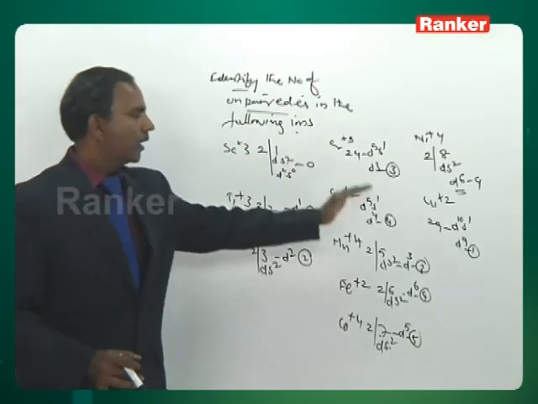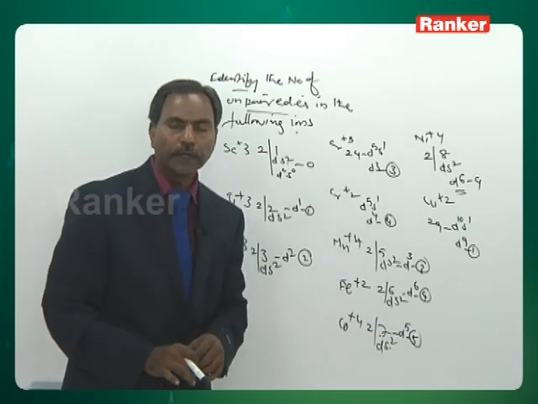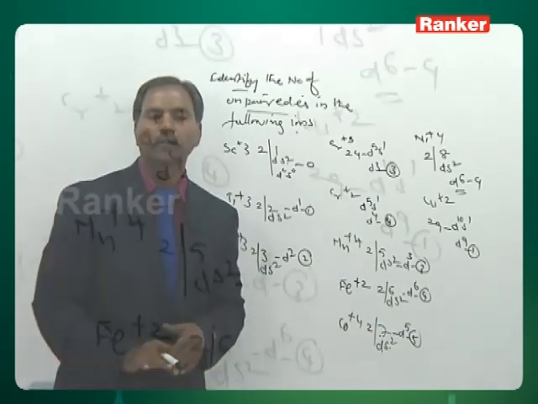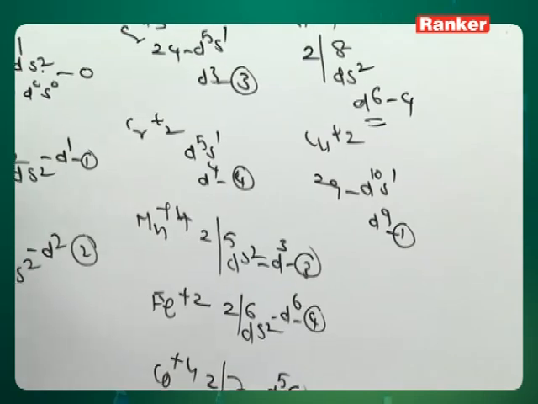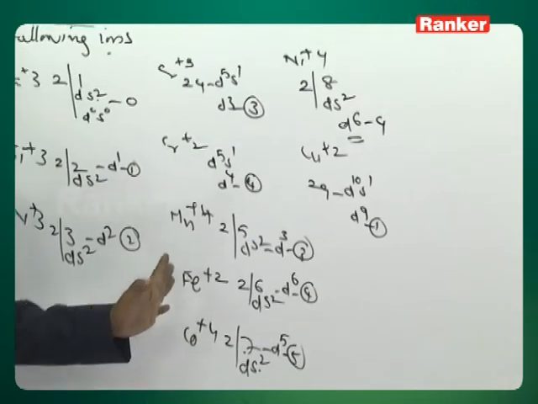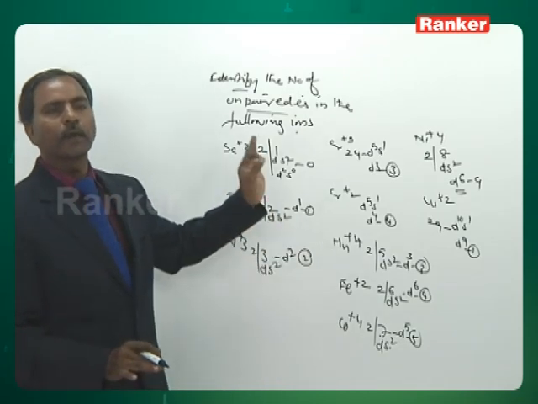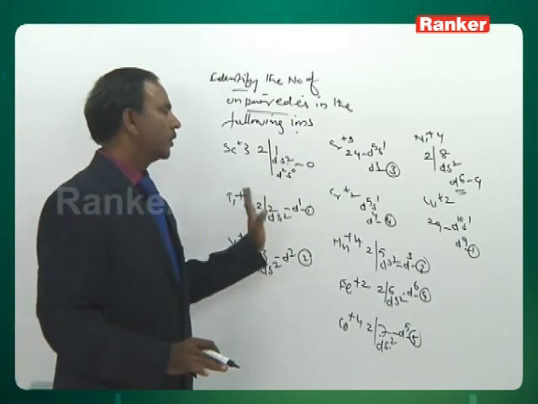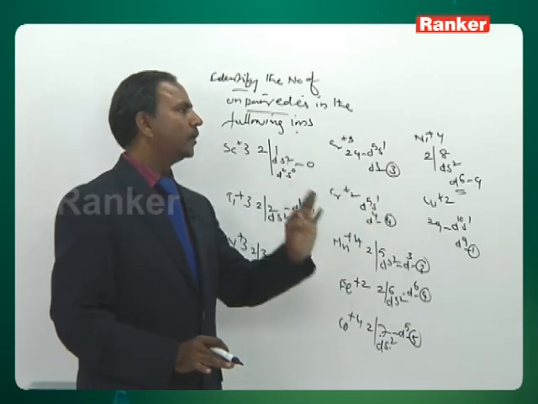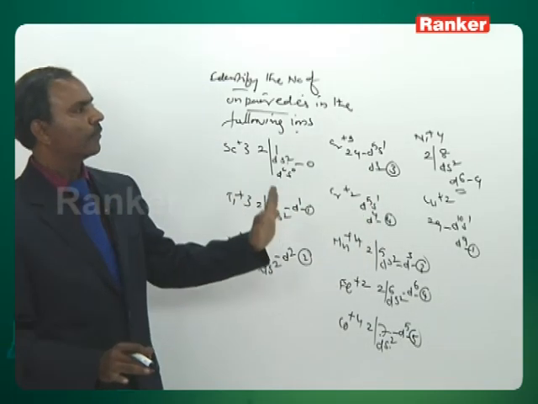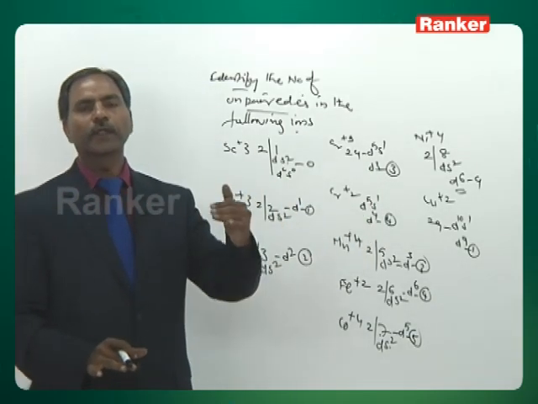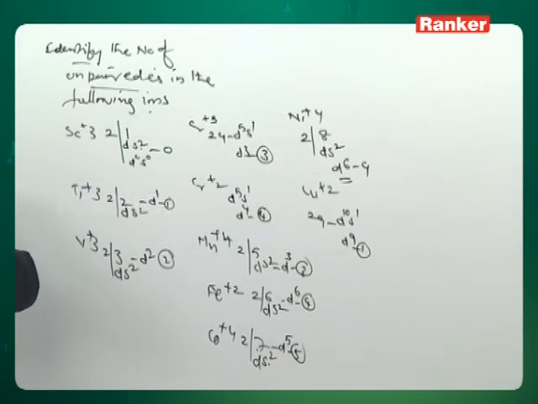Remember, the calculation or identification of the number of unpaired electrons is very, very important. In every entrance exam, these questions are appearing. This is the easy way to identify the number of unpaired electrons in a given ion. Once you know the atomic number, you can easily say its configuration and number of unpaired electrons in a given ion.